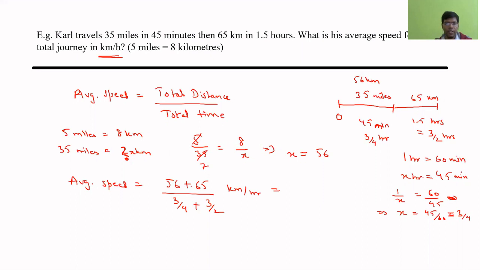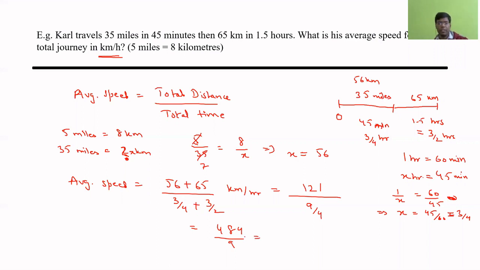So 56 plus 65 will give us 121. This will be 121 divided by 6 by 4 plus 9 by 4. So if I take LCM, I'll get 4 and this will be 6, so this will be 9 by 4. So this will give us 121 multiplied with 4. So 484 by 9.